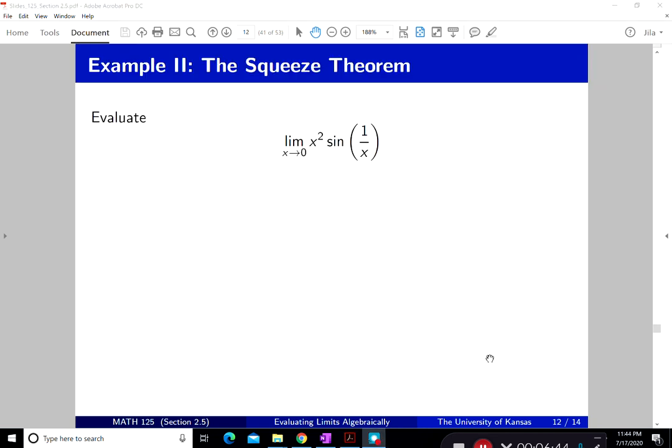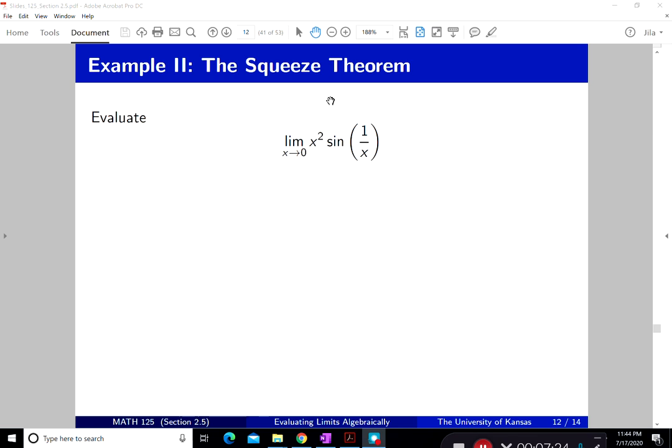So are we interested in knowing the bounds for sine and cosine functions? Because of this example 2, the squeeze theorem, evaluate this limit. The function, the blue function that you just saw on the previous page, was x squared sine of 1 over x, and we want to find that limit as x approaches 0. This function does not have a value at x equal to 0, but it has a limit, and the only way we can find it is through the squeeze theorem.